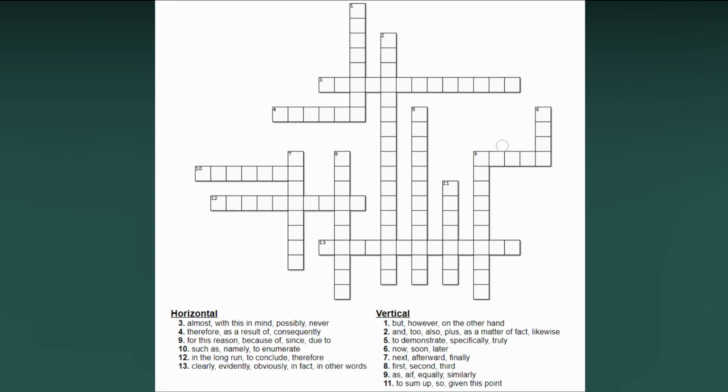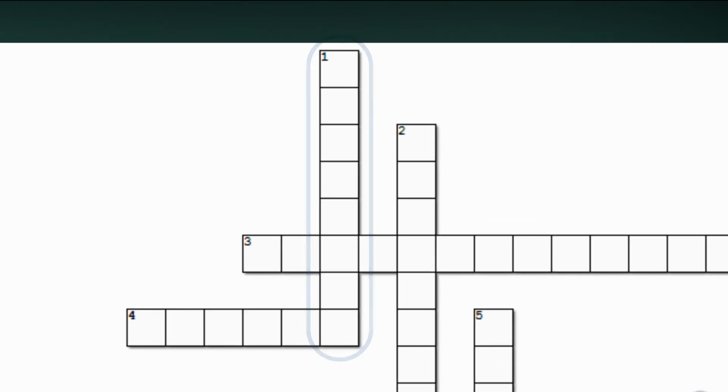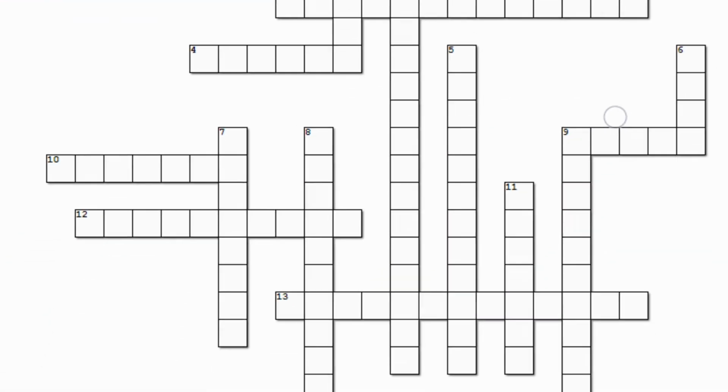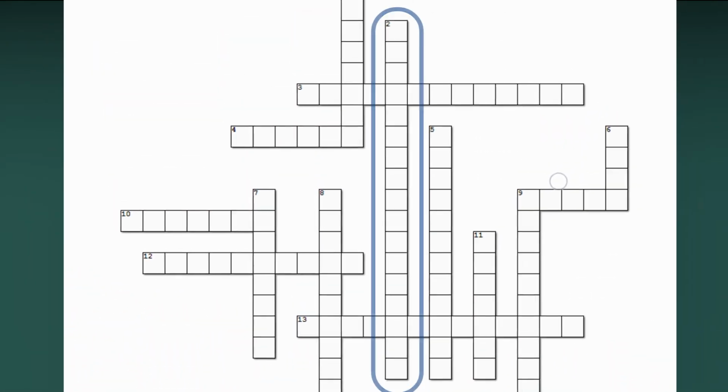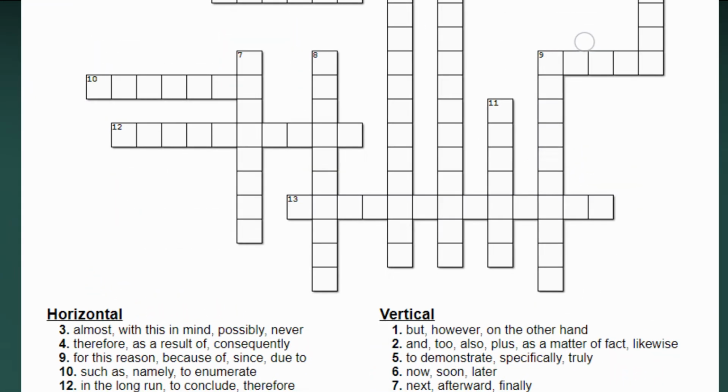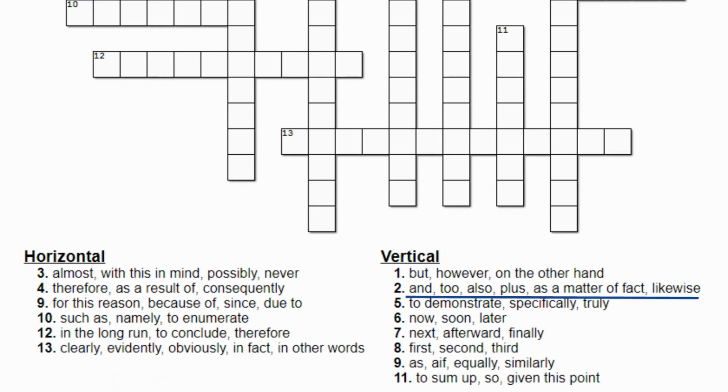For your activity, answer the crossword puzzle with types of transition signals based on the transition words given. Vertical number 1. Signals used are but, however, and on the other hand. Vertical number 2. Signals used are and, to, also, plus, as a matter of fact, and likewise.